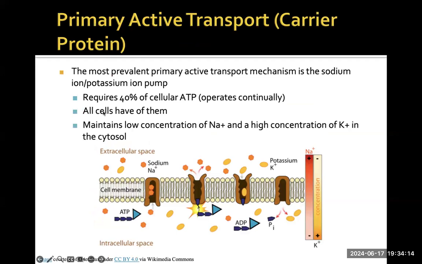So the first type of active transportation is called primary active transport. This is going to use a protein carrier. This is the most prevalent type of active transportation. And it is seen a lot all over the nervous system in what we call sodium potassium pumps. It is going to require approximately 40% of all of your cellular ATP to remain operational. All of your cells have these, and they maintain low concentrations of sodium and high concentrations of potassium in the cytosol to keep these pumps moving.